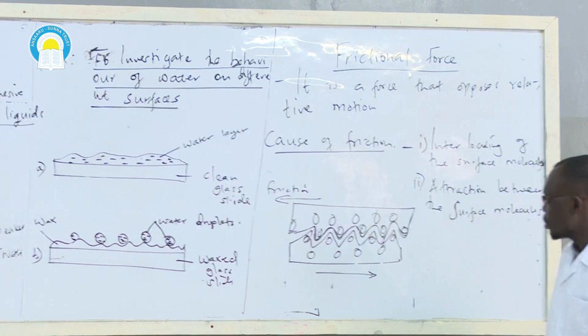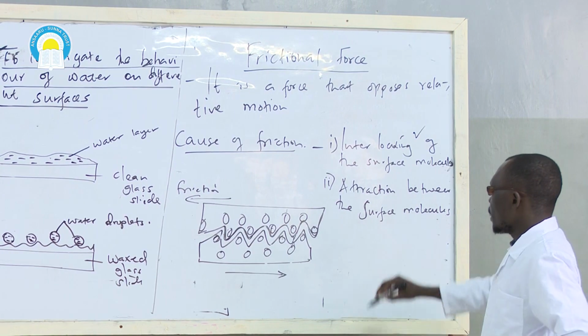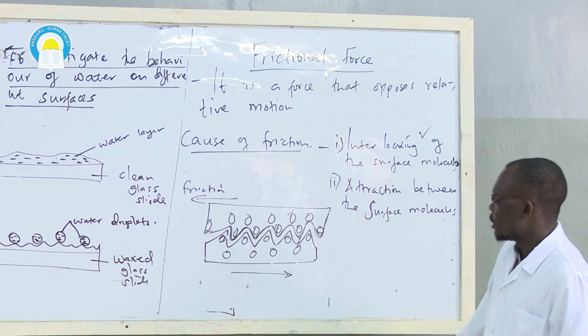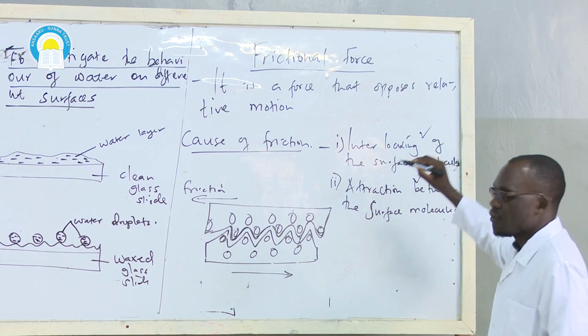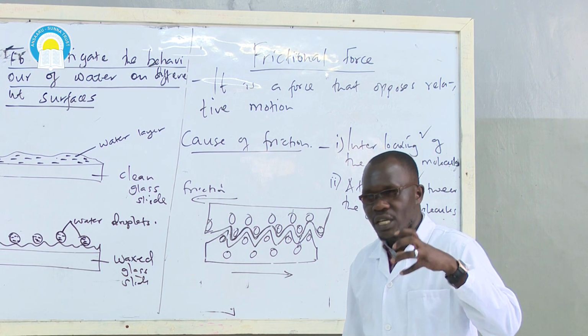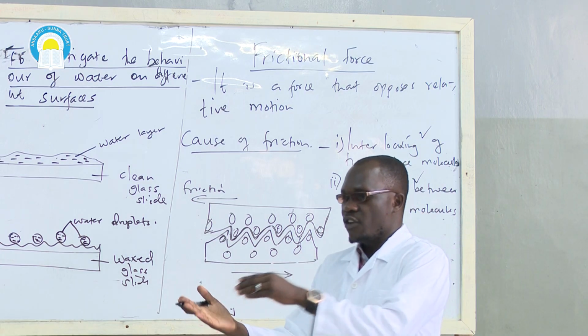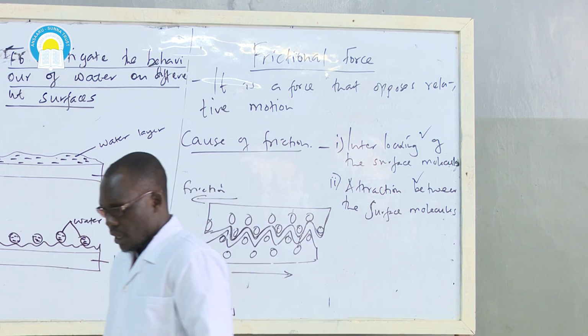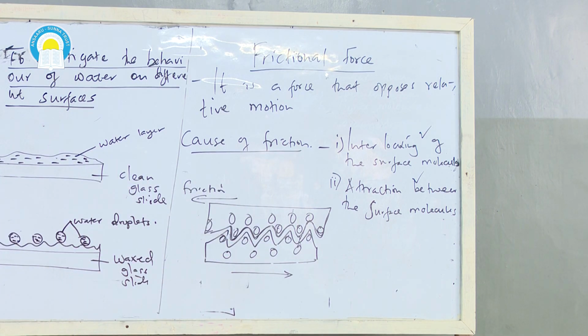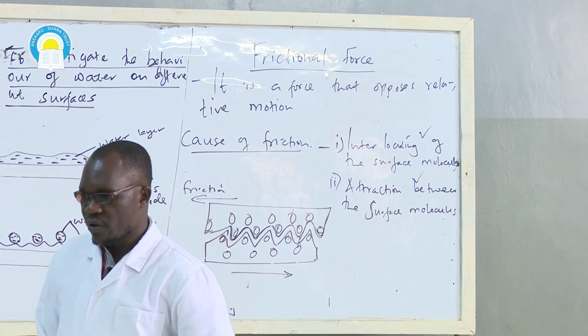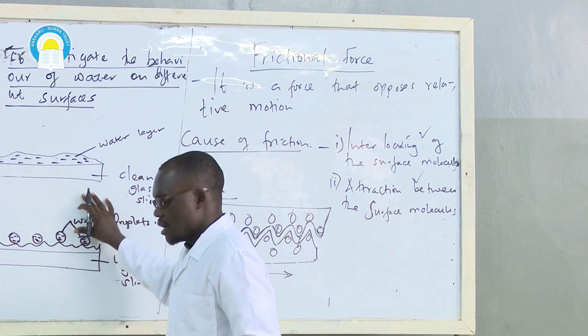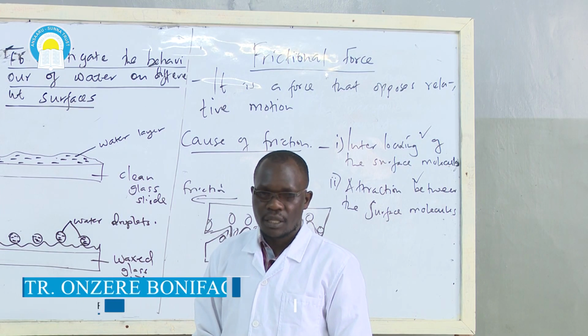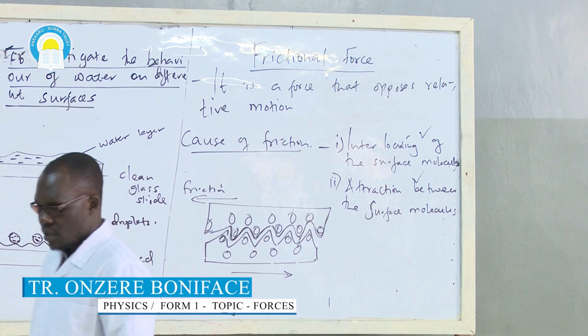So friction force is caused by two things. Number one, interlocking of the surface molecules. Number two, the attraction between the surface molecules. Which attraction? The cohesive forces, which are attracting the surface molecules to each other. Now, when you progress with physics, in the next level, when you get to Form 3, you'll learn about friction in detail, where we shall learn about the types of friction.